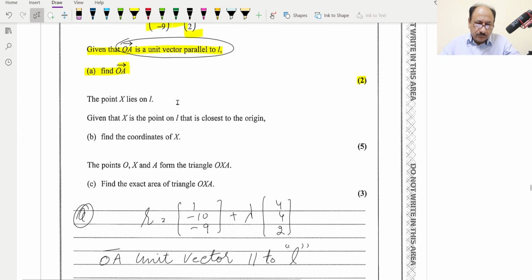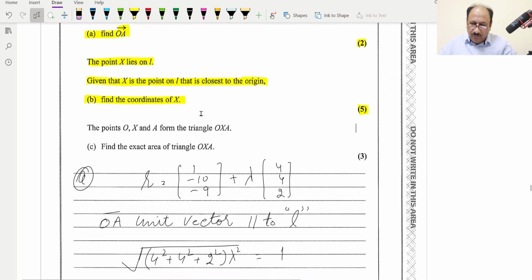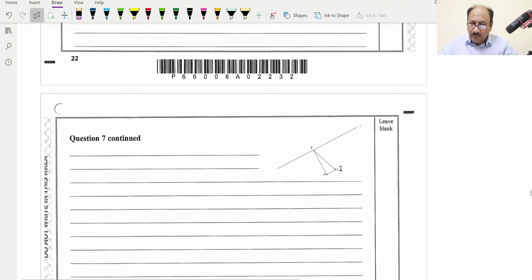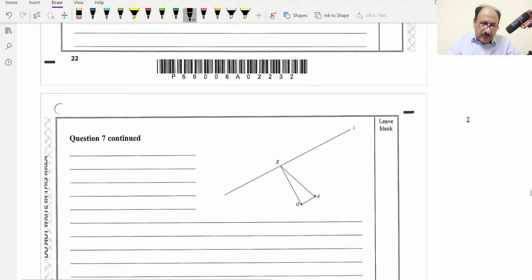Now the B part is saying the point X lies on L. Given that X is the point on L that is closest to the origin, find the coordinates of X. This is a 5-mark question, so we have to find the coordinates of X. For this one we can draw a diagram like this. I have copied it over here for you. So for the B part, the shortest distance is this OX.